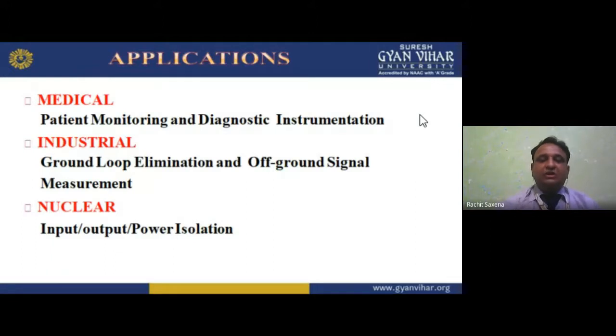If I'm talking about the industrial, my dear student, that is ground loop elimination and off ground signal measurement. And in nuclear, that is input output power isolation.